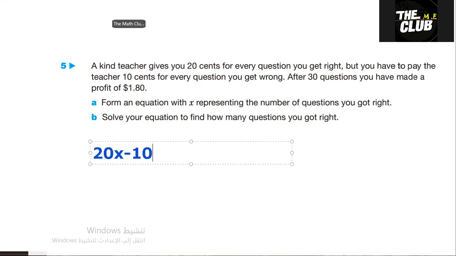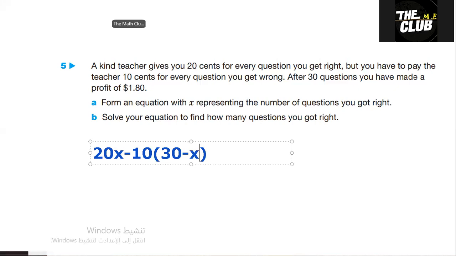So here you have 20. You have 30 questions. We don't know. Let's say x is the number of questions you got right, which we don't know. The questions you got right we multiply by 20. Then from the 30 questions we subtract the questions you got right, because 30 minus x gives the questions that you got wrong. So we put them in a bracket: 30 minus x, because these are the wrong questions.